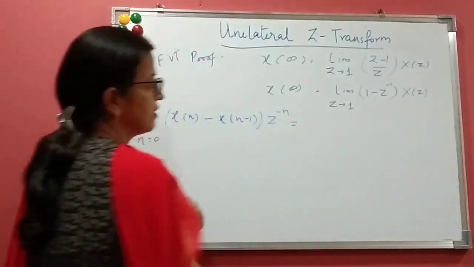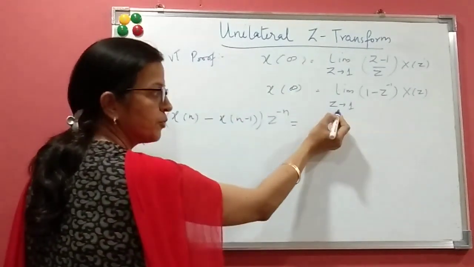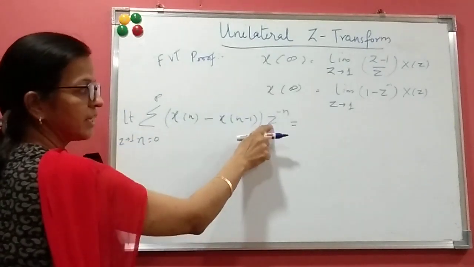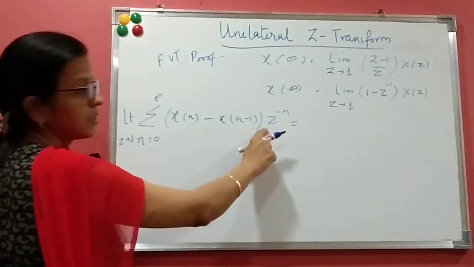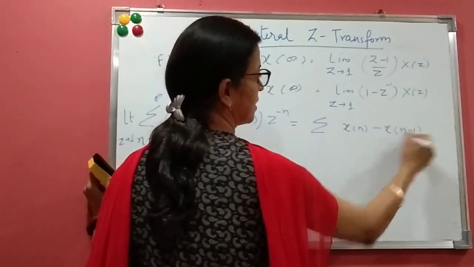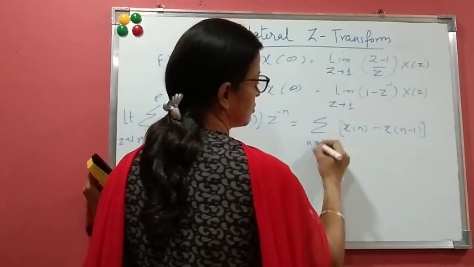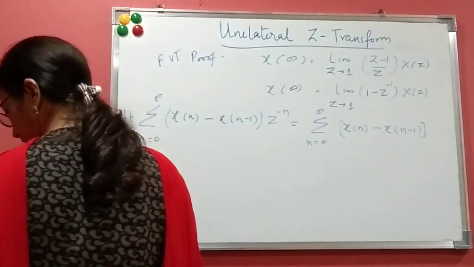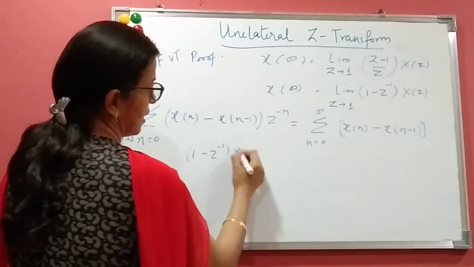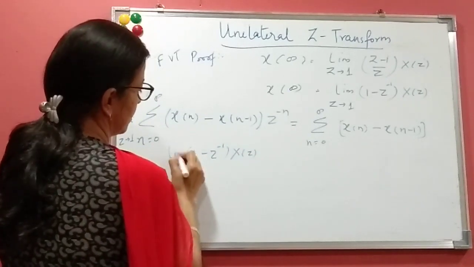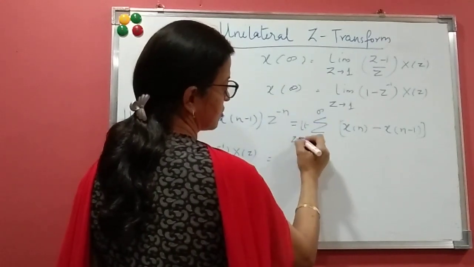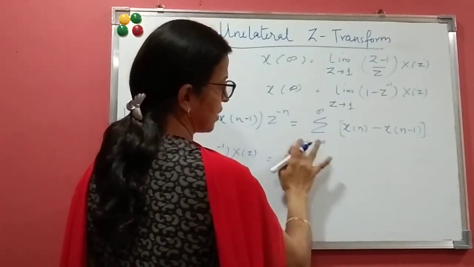Now what is this value you are getting, and what is the limit here? We have to put limit z tends to 1. When I put the value of z as 1, this becomes 1 and this becomes 1. That means it will be the summation of x of n minus x of n minus 1, n equals 0 to infinity. And this is nothing but, again on the right, 1 minus z inverse times x of z with limit z tends to 1, because I am putting the limit on both sides.